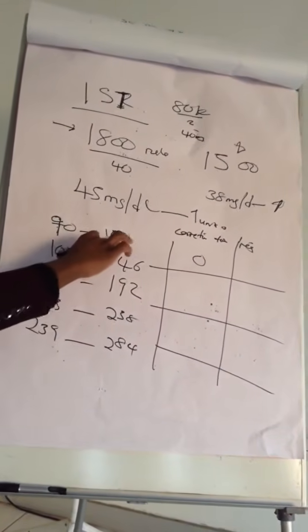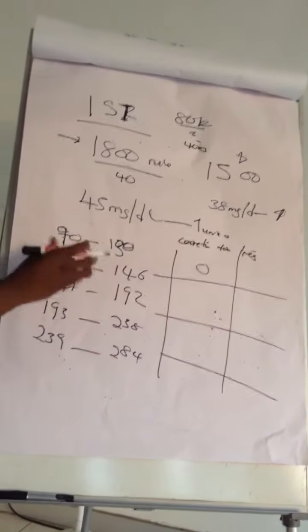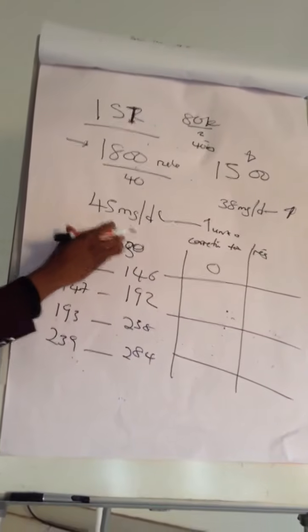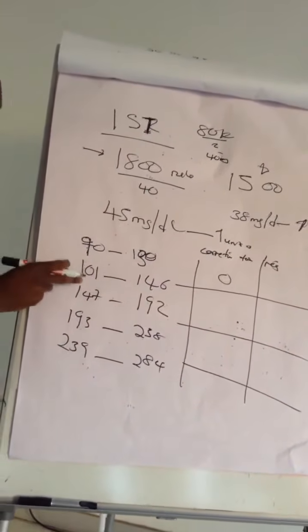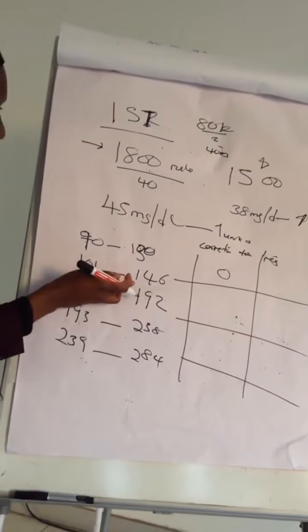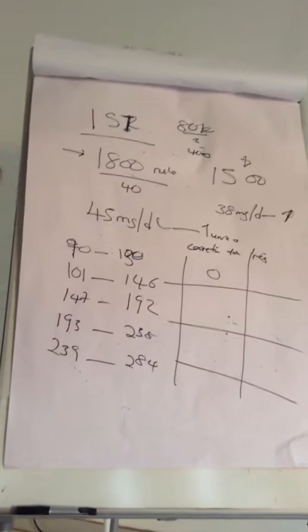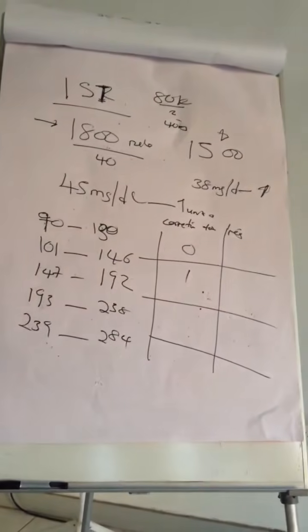But basically, this is how you go about it. Now, if the sugar level for this patient is in this range here, it means they need what? They need an extra unit of insulin. So they need 1 unit of insulin here.